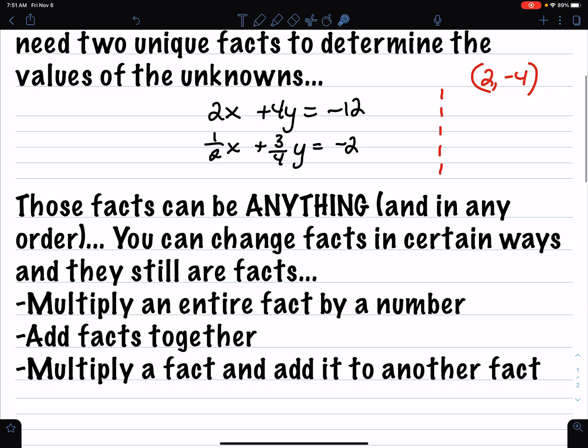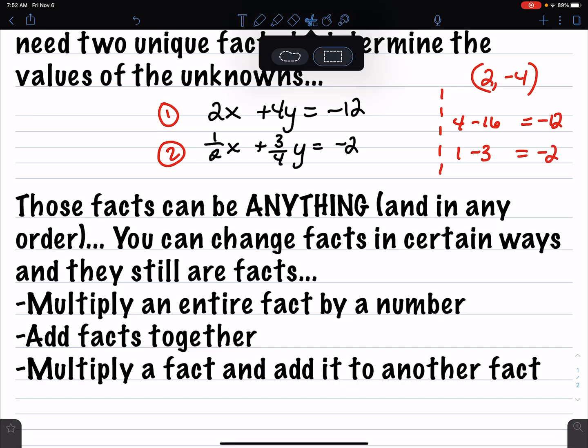Just to prove that this is true, if we look at this equation here, we'll call it number 1: 2 times 2 is 4, and then 4 times negative 4 is negative 16. So that definitely equals negative 12, right? You see this as a statement of fact. This is the same fact, just written in a different way. If we look at equation number 2 then, 1/2 of x would just be 1, and then 3/4 of y would be negative 3, which is why we get negative 2.